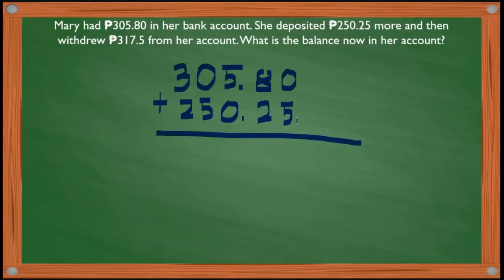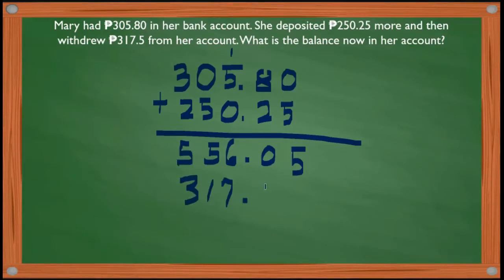So, 0 plus 5 is 5. 8 plus 2 is 10. Carry 1, that is 6, 5, and 5. And then, nag-withdraw siya ng 317.50. So, since we need to fill in zeros pag kulang, just add 0 at the end of 5 on our second given. And then, subtract. Kasi withdraw means minus, binawas.